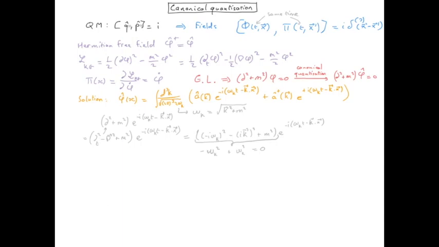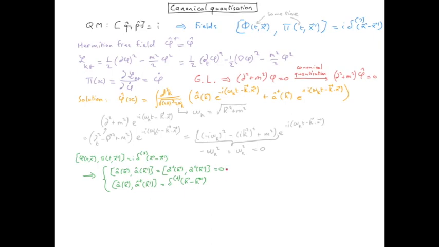We still need to impose the commutation relationship at equal time. And when we impose this relationship, what we get is the following commutators for A and A dagger. We will show it the other way. We will assume these commutators for A and A dagger, and we will show that they lead to this commutator for phi and pi. And for that we need an explicit expression for pi.